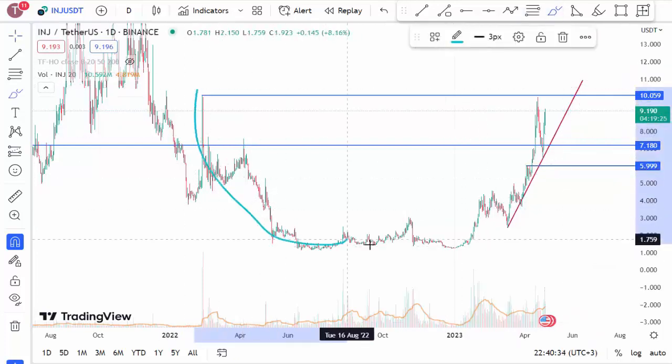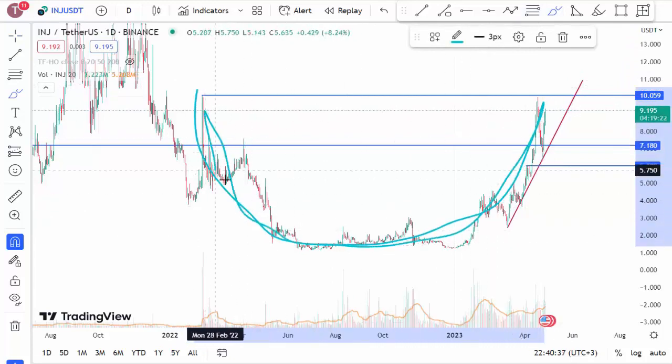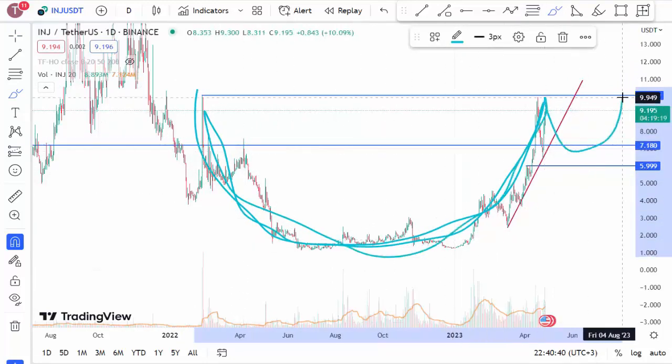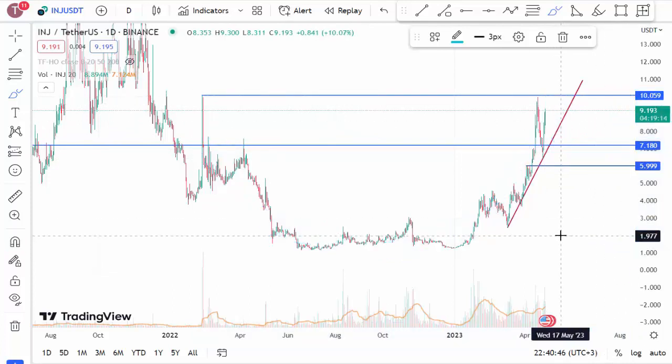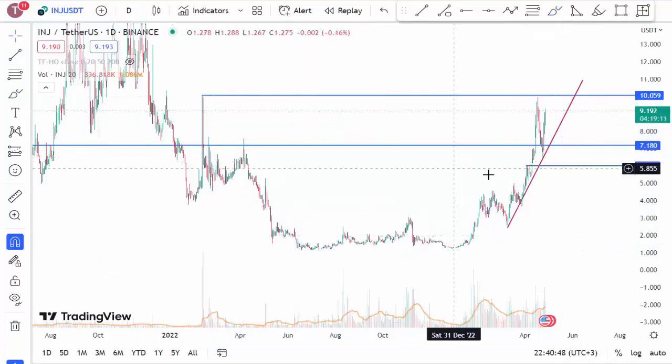In this video, we will be conducting a technical analysis of INJ coin. First of all, looking at the chart, we can say that there is a beautiful cup formation. As you can see, there is a nice cup formation, and it may even transition to a cup and handle formation. Keep that in mind.